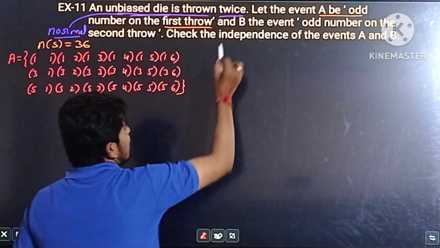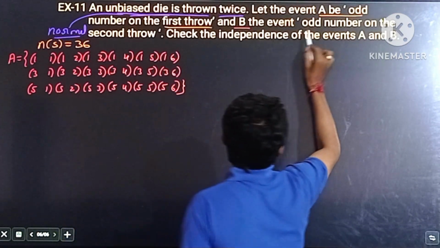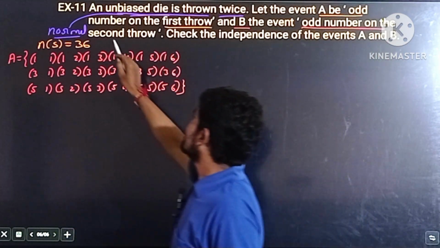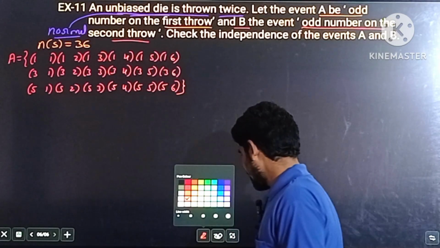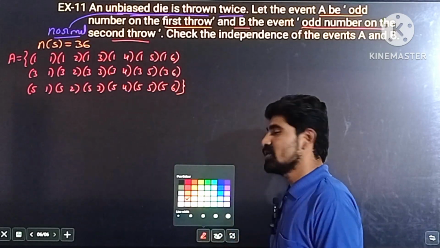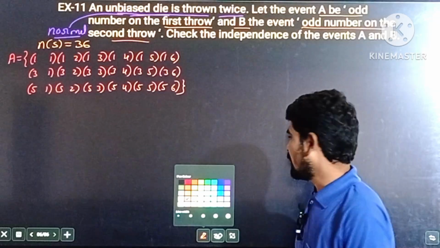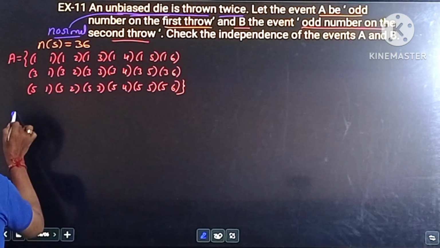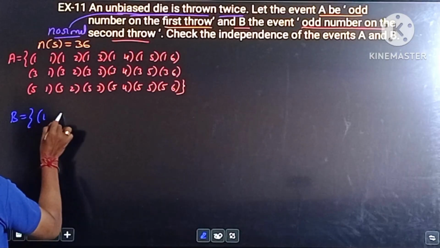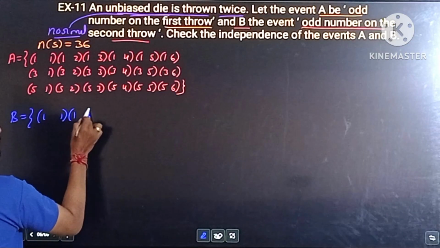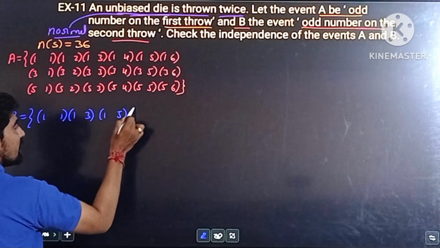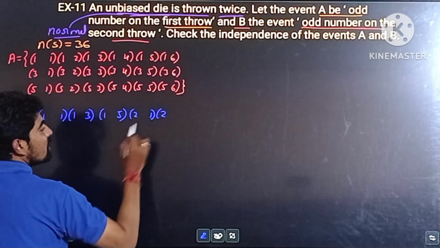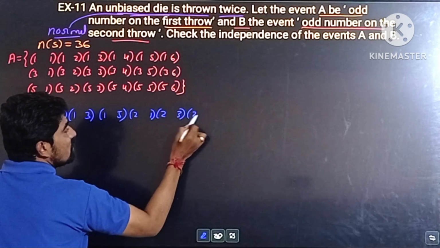And then the second event is B. B event is odd number appears on the second throw. So in this event B, the second die must show either 1, 3 or 5. Therefore, the outcomes of the event B are 11, 13, 15, and then 21, 23, 25.